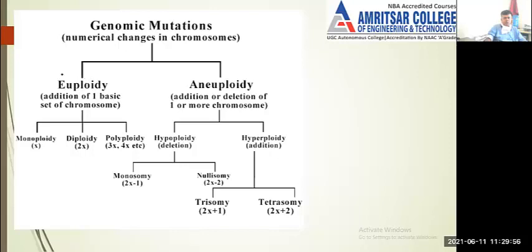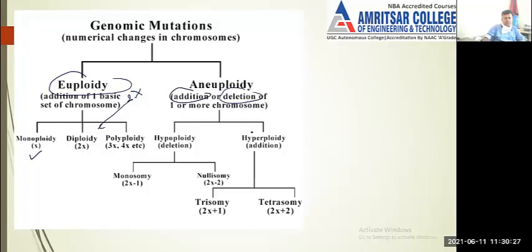There are two things, euploidy. What do you mean by euploidy? If the basic set of chromosome is X, then this is called monoploidy. And if they are 2X, this is called diploidy. If this is 3X, 4X, this is called polyploidy. In aneuploidy, either addition or deletion.